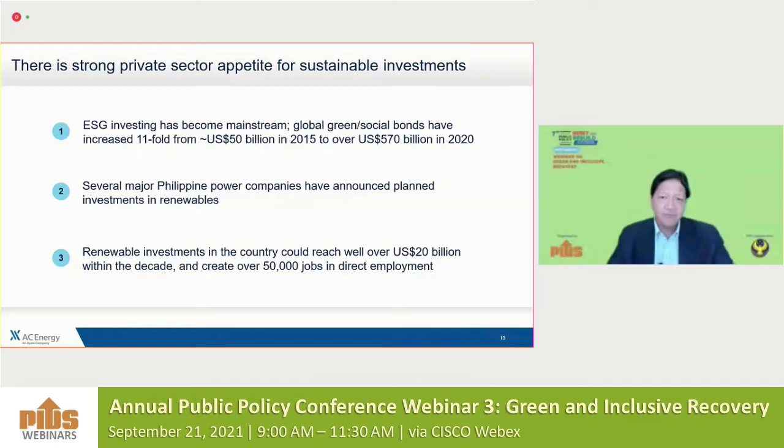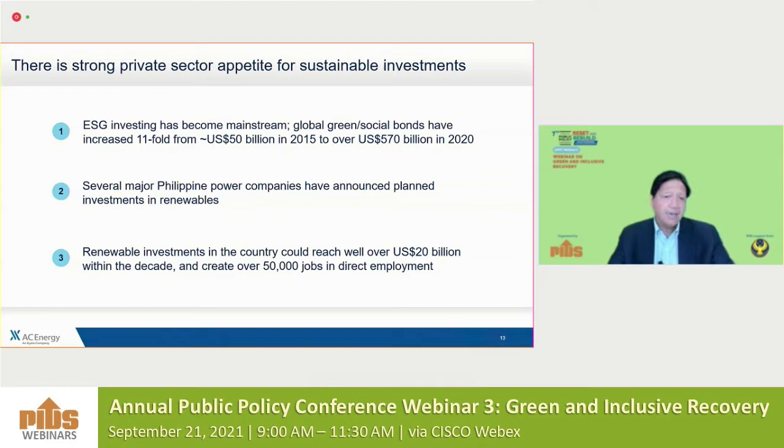AC Energy, for example, recently raised a $400 million fixed-for-life perpetual green bond that we successfully launched and completed earlier this month. And it was over five times oversubscribed, really showing the strong interest in green bonds and sustainable investments in this part of the world.